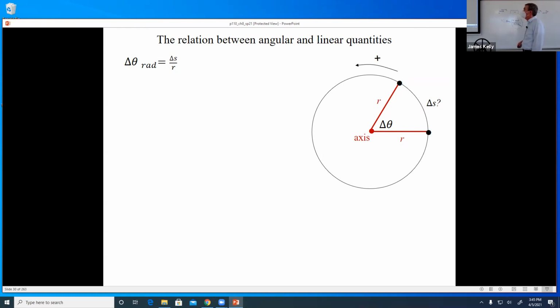As long as we measure theta in radians, we can solve for delta S, and this is expressing how far it moved in terms of how far the angle moved. We have to multiply by R, and we have to measure the angle in radians. You could re-express this in degrees, but it would just make the equation more complicated. So we're going to leave it as everyone does and always measure angles in radians.